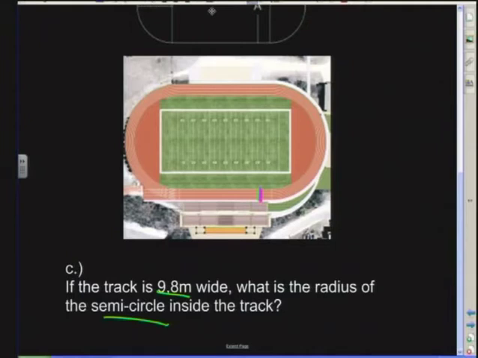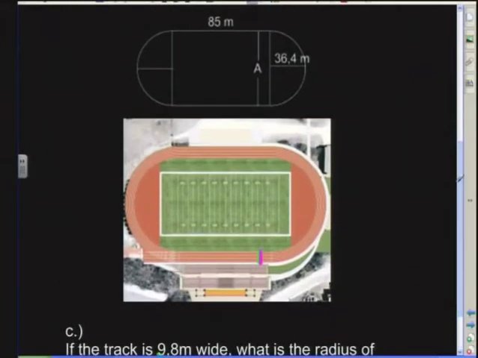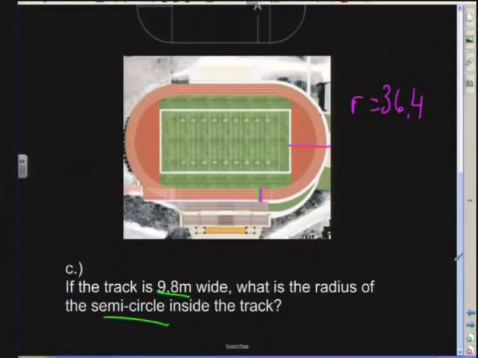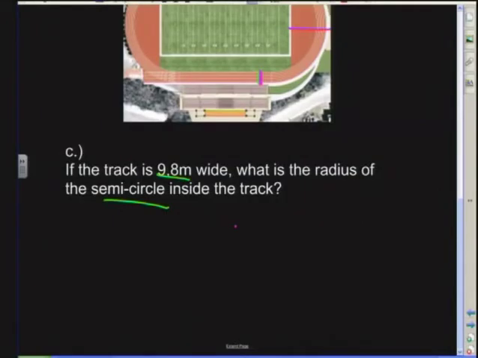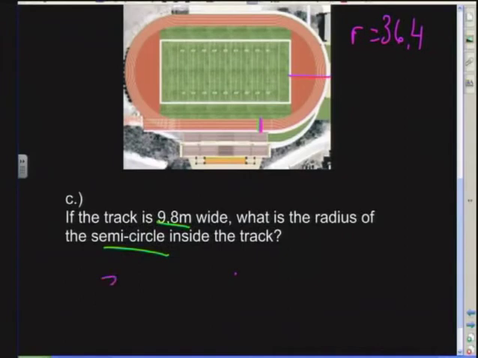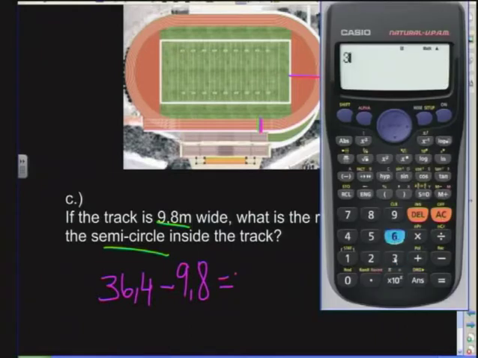We've worked out the perimeter, and we know that our radius was 36,4. Now I want to take off the track, which is 9,8 meters wide. So what is the radius inside the track? It will be my 36,4 minus 9,8. I hope that makes sense, that we're actually minusing the track from it. And that gives me my radius. On my calculator, 36,4 minus 9,8 is 26,6.